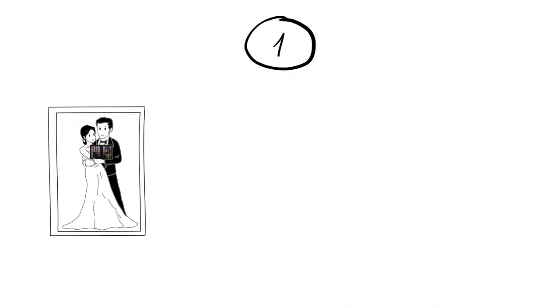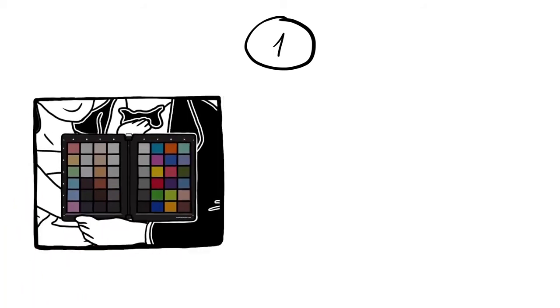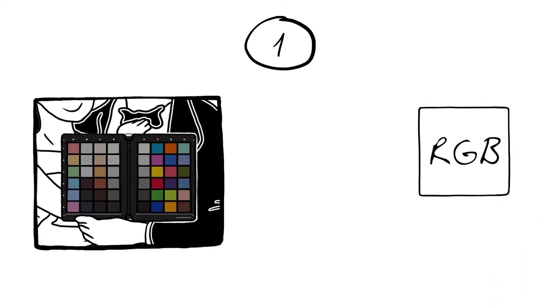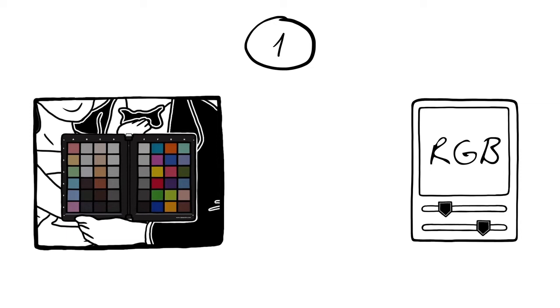Start by taking a reference picture of the Spyder Checkr itself. For corrected color, the Spyder Checkr software automatically analyzes the color patches on the Spyder Checkr in your reference image and creates a color correction preset that can be applied to your images.